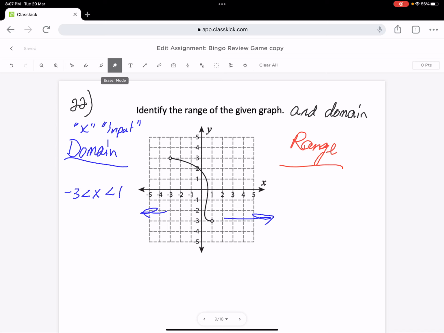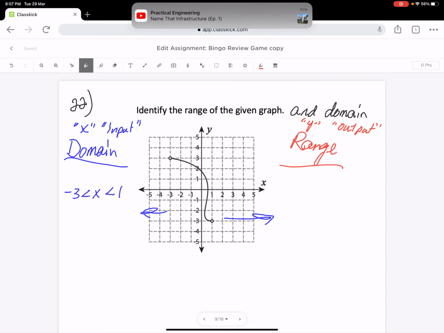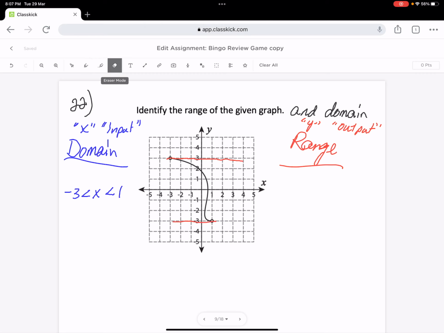So that's why it is just greater than and less than and not equal to. All right, now the next one is the range. So the range is not our x, but it is our y values or our output. So now when we're focusing on the range of this graph, we're now looking at our y values. So I'm going to go ahead and delete this. We're now looking at our y values.